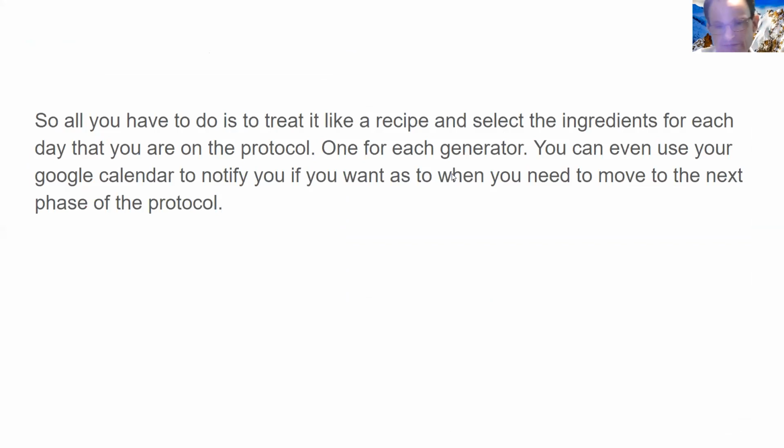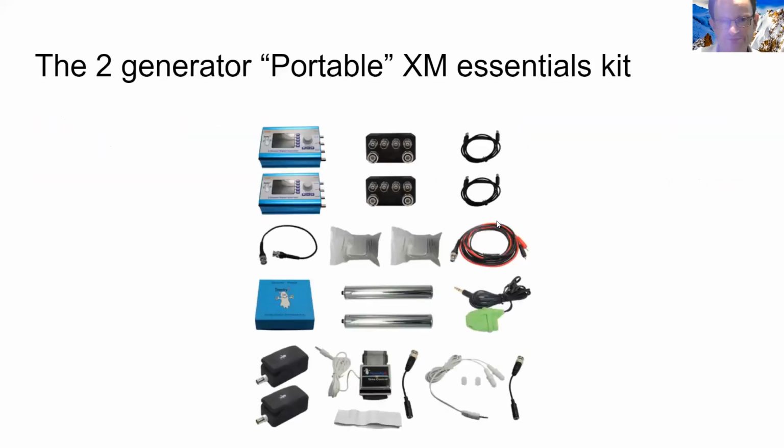Treat it like a recipe. Select the ingredients for each day that you're doing the protocol in accordance with the recipe. 1 for each generator. You can even use your Google Calendar to notify you if you want to as to when you need to move to the next phase of the protocol. And if you got like a modern day mobile phone, cell phone, you can probably get your notifications from your Google Calendar delivered to your phone. So that becomes easier for you to organize and structure the process of Morgellons and Lyme.